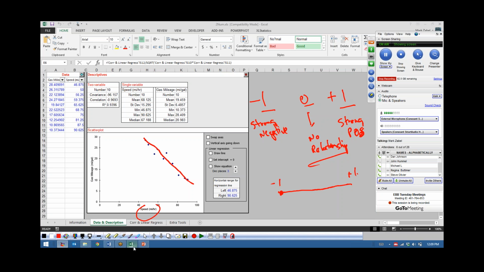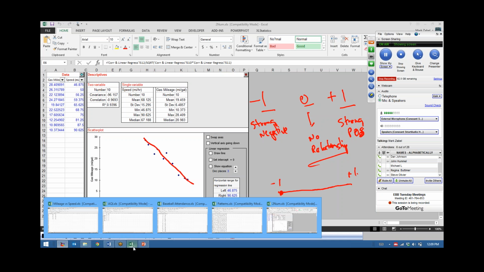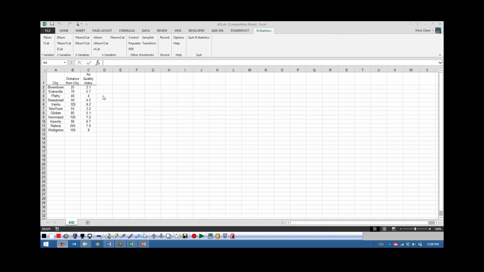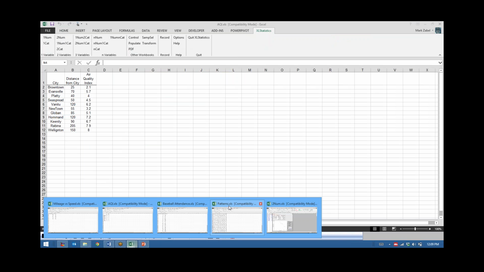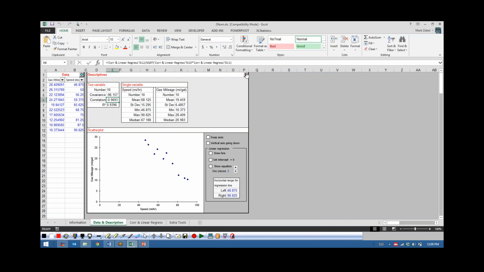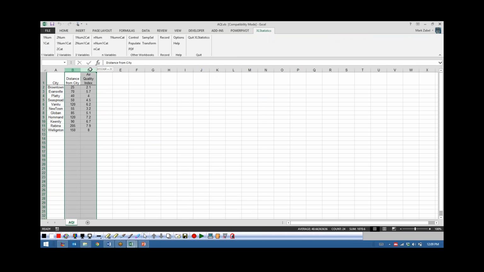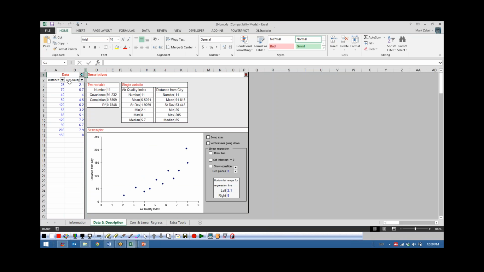All right, let's take a look at another one. Let's take a look at the air quality one. So I'm going to close this down, and we'll look at the air quality. We'll do the same thing with the correlation here. And remember, I've got to switch those variables around because I've got them in the wrong order in my spreadsheet. No problem. So this is air quality versus distance. We can look at the correlation. Strong, but not as strong, right? So this is 0.78.